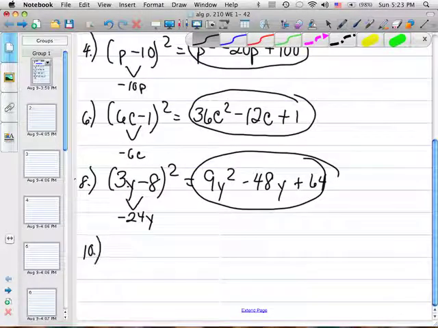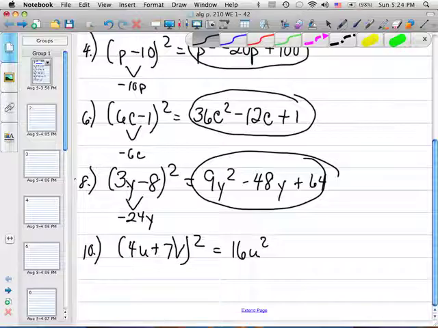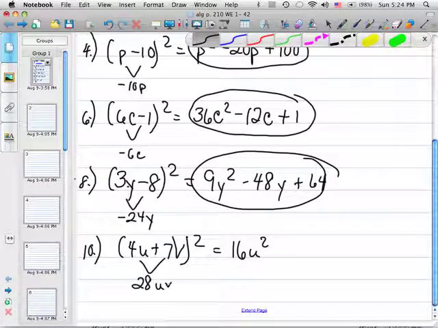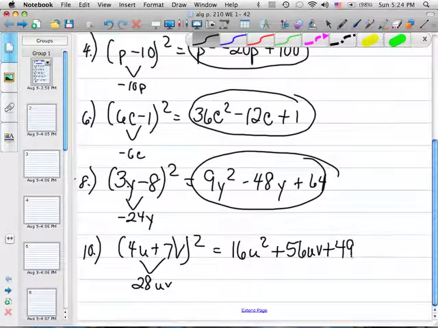Problem number 10, I have 4u plus 7v quantity squared. First term, square it, 16u squared. Multiply these together, I get 28uv. Double that up, 2 times 28 is 56uv. Last term, 7v times 7v is positive 49v squared.